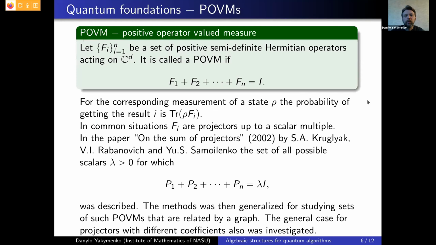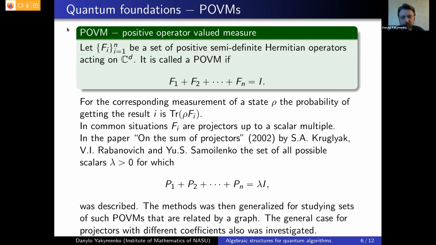Okay. Now, I want to talk about what is called POVM. Most of you probably know it's a POVM, a positive operator valued measure. What is it? It is just a set of positive semi-definite operators, and here I consider a finite dimensional space, but it can also be defined in an infinite dimensional Hilbert space too, and it is a measure if the sum of these operators is just the identity on the Hilbert space.